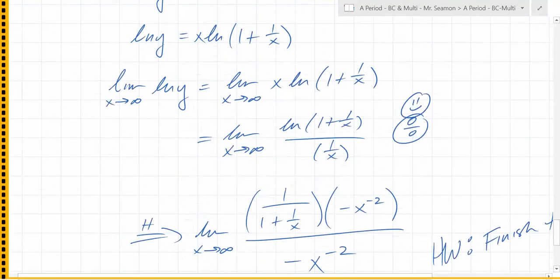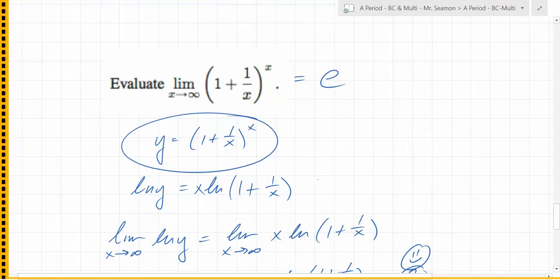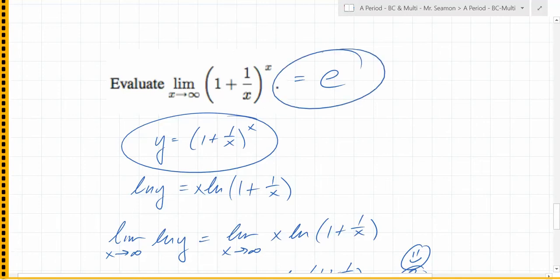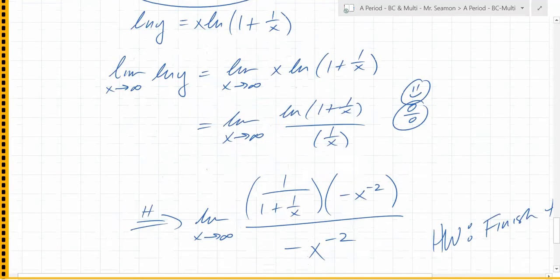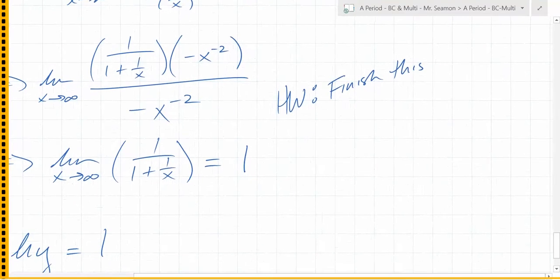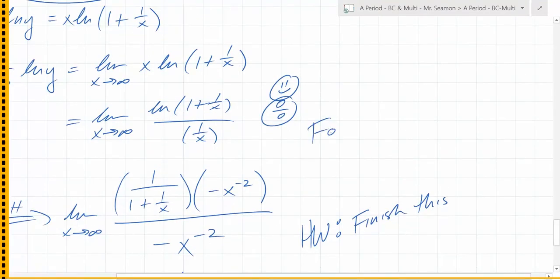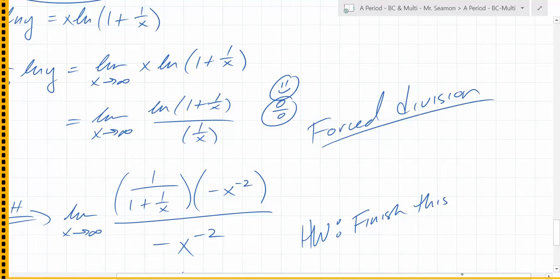And what did we say y was equal to? This thing. So we now know the limit as x goes to infinity of y is equal to e. There you go. So what was this thing? We'll give it a term right here. This was called forced division. How do we feel about that?